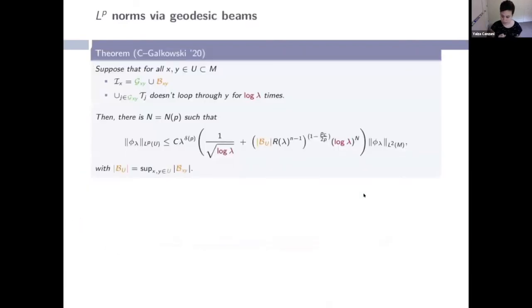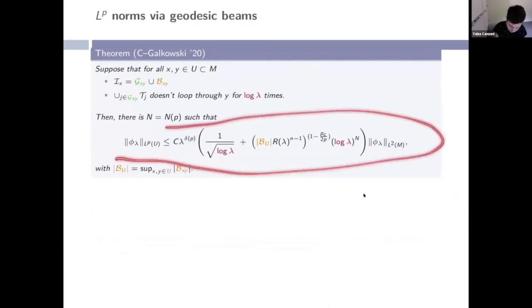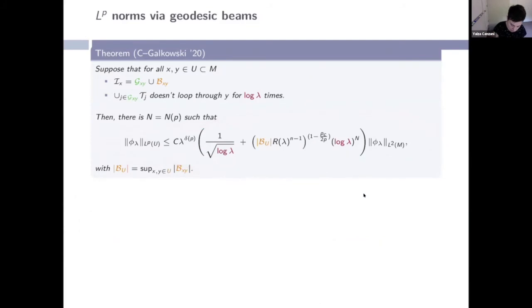So here is the theorem. The theorem says the following. I'm going to go over the hypothesis in a second. Let me just show you first the result. The result says that you can control the LP norm on a subset U, and you can get the logarithmic gain as long as this term that we have here behaves like an error term. So let me explain what this term is.